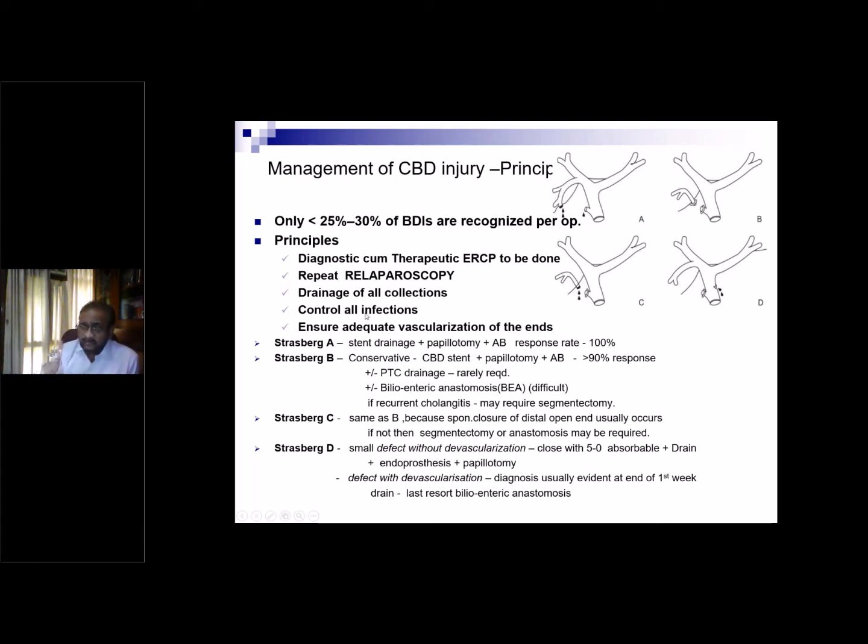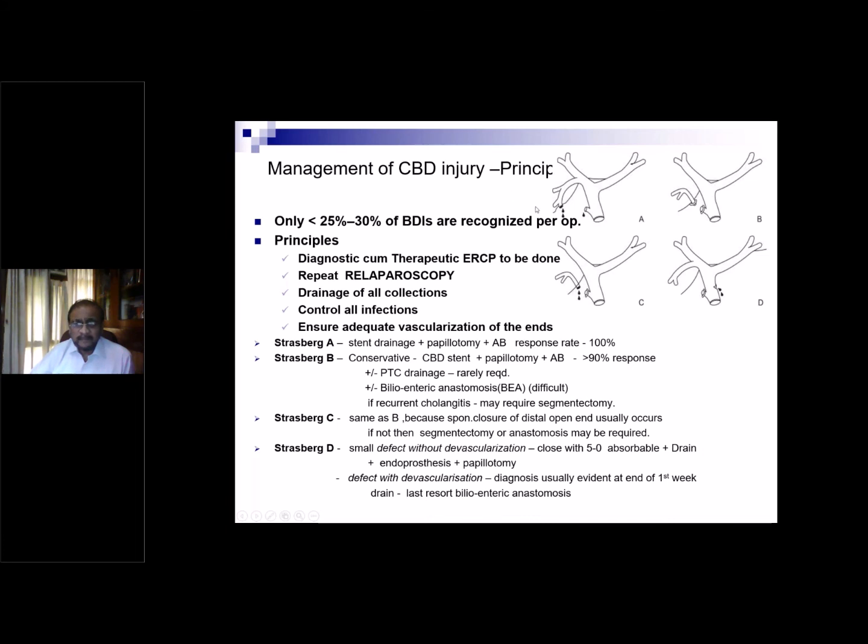This patient has to be shifted to high-end antibiotics. Why? You don't want any infection in this patient. If you have even the slightest infection, then the further repair becomes very difficult. Right? When you're repairing, the last principle comes into play, and that is you should ensure adequate vascularization of the end. That is very, very important. Right? Now, these are the 4 types: A, B, C, and D. These are good to be managed first, then we'll come to the E.